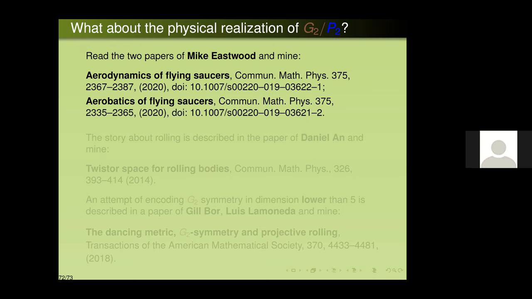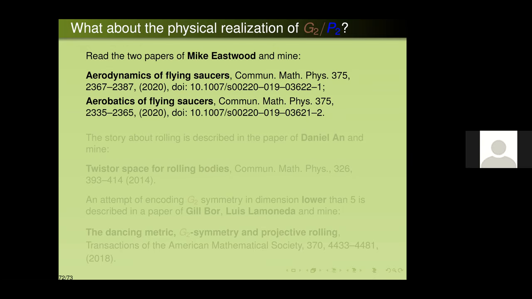Now you have to define properly the GL2R structure on this configuration space of the flying saucer. And this is quite tricky. How to do it? You have to put some further restriction on the movement. So far, my restriction was such that the saucer is moving only tangentially: the velocity of the saucer at every point is just tangent to the plane of the saucer. So that only defines a contact distribution on this 5-manifold.